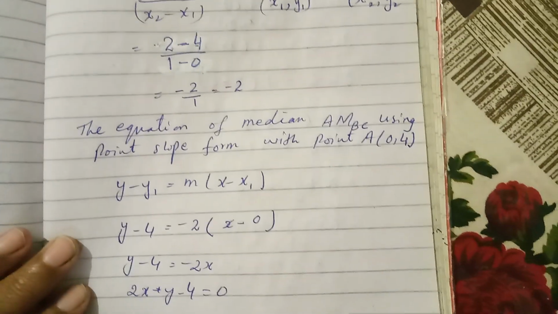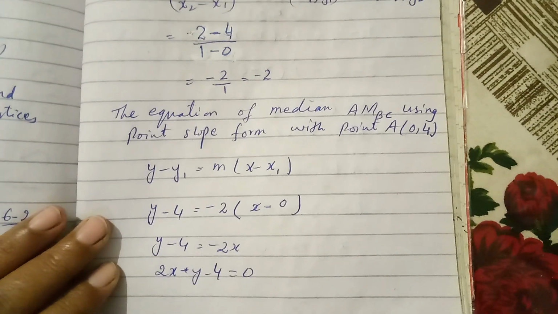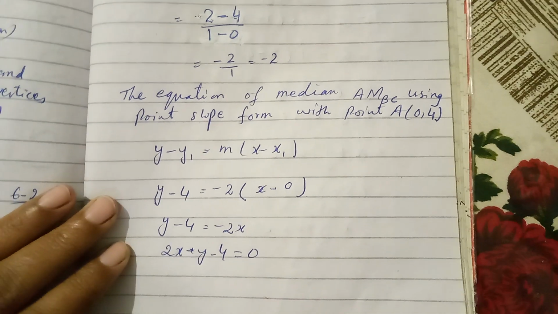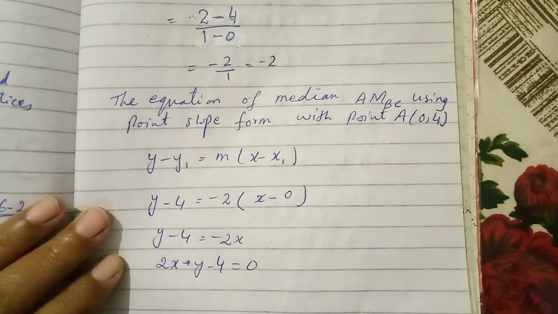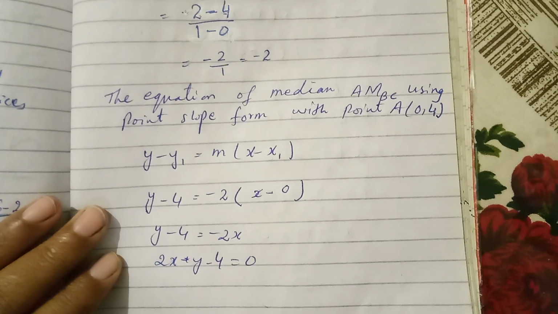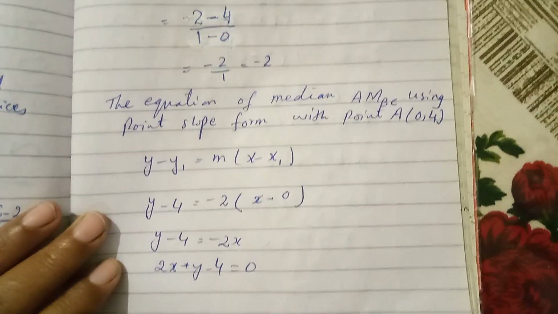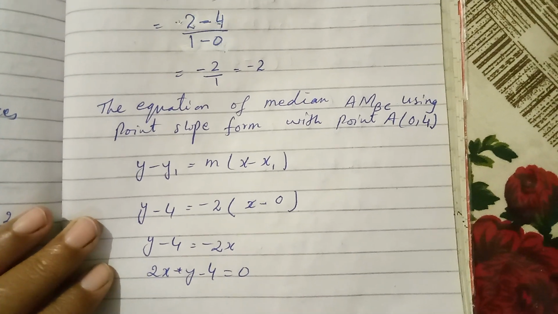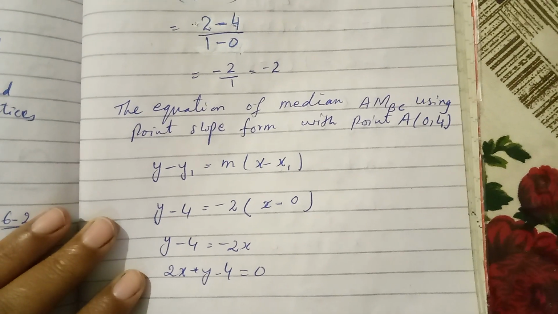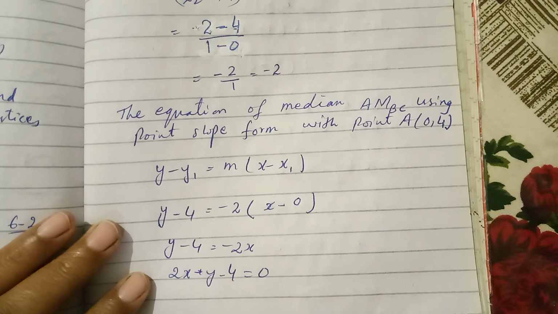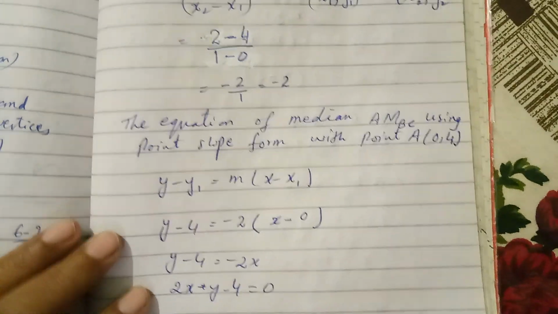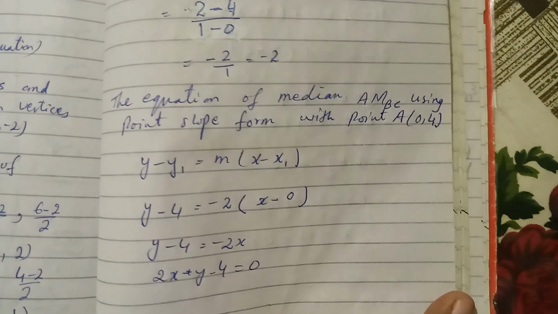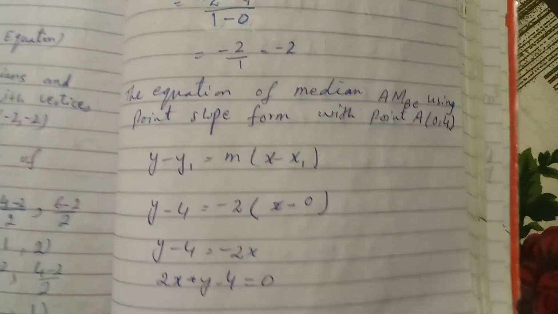Then the equation of the median from A to midpoint of BC is y minus y1 is equal to m times x minus x1. We are going to find the median from point A, that's why we have to use the coordinates of A as x1 and y1. So by putting values, we have got y minus 4 equal to minus 2x, and after bringing all the values on the left side, we have got 2x plus y minus 4 equal to 0. It is our required equation of the first median from A to midpoint of BC.